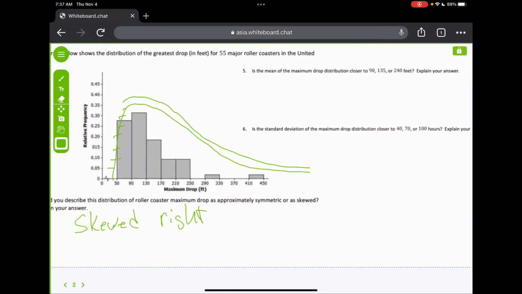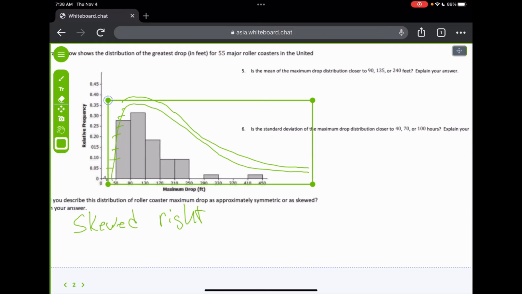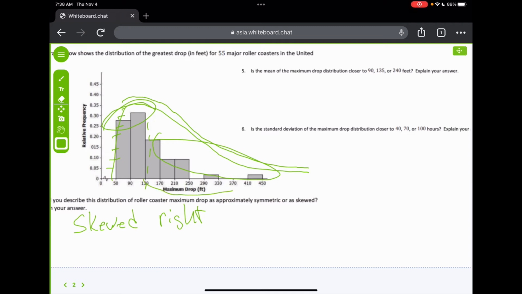Now, it says the mean of the maximum drop, is that closer to 90, 135, or 240? Well, I'm probably going to say 90 is going to be too small, right? Here would be 90. Well, there's a lot of values to the right of that and very few to the left. So that's probably not going to be the mean. 135 is going to be right in here. We have a lot of values over here, few down here, but they're spread out a lot more.